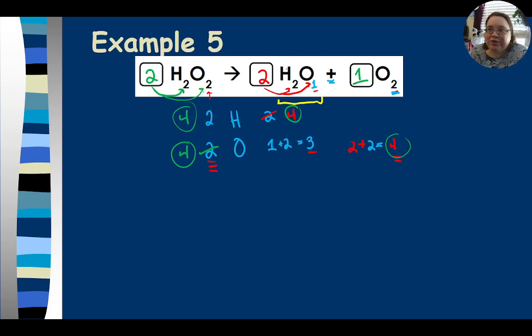What makes this tricky is the fact that you have O in 2 different places. H's and O's really like to do that. That's why we tend to save them till the end. But sometimes our normal method doesn't quite work. So we've got to think a little bit outside the box.